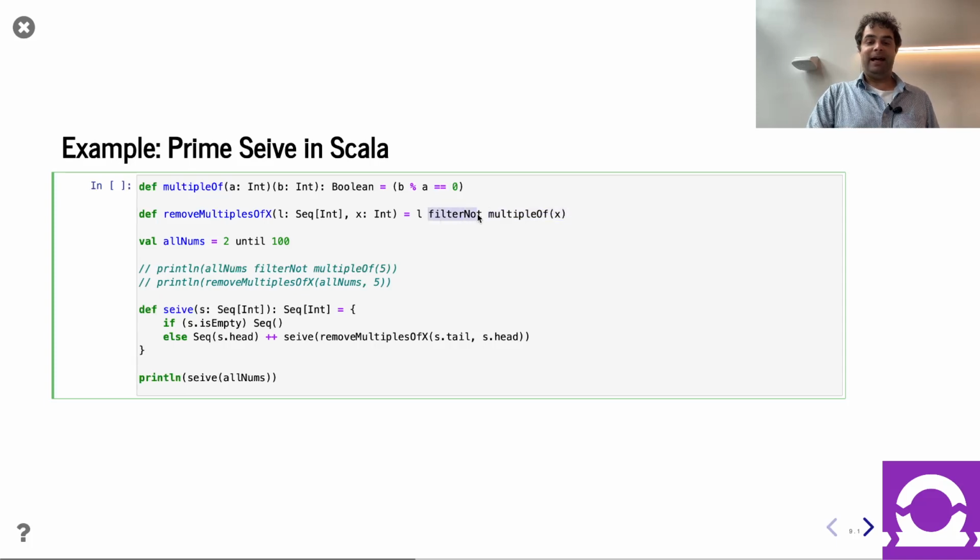Now by doing filterNot instead of filter, we are going to keep all the things that are, or rather remove all the things that are multiples, right?